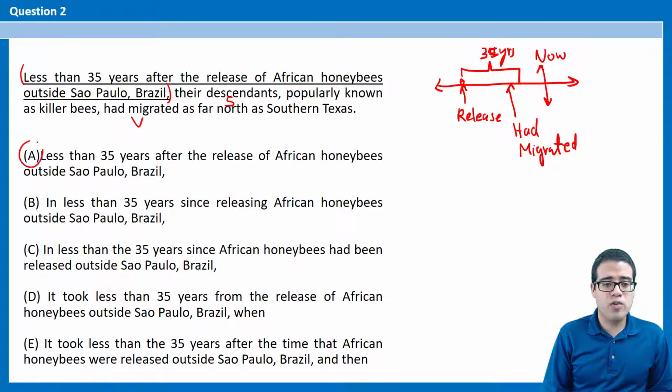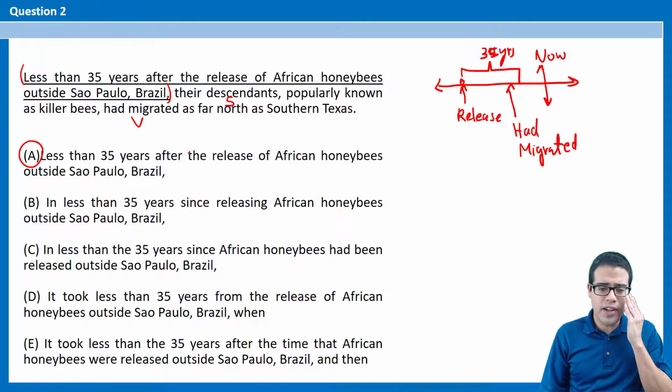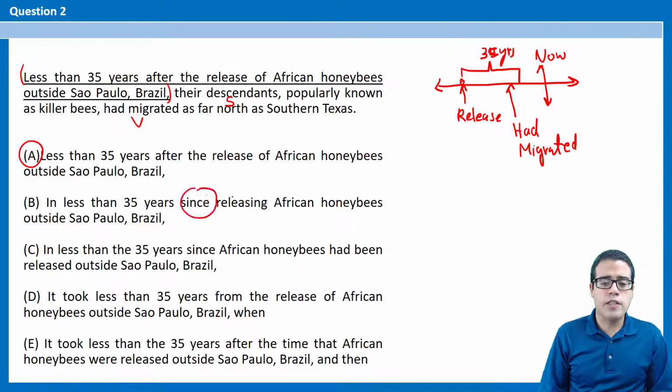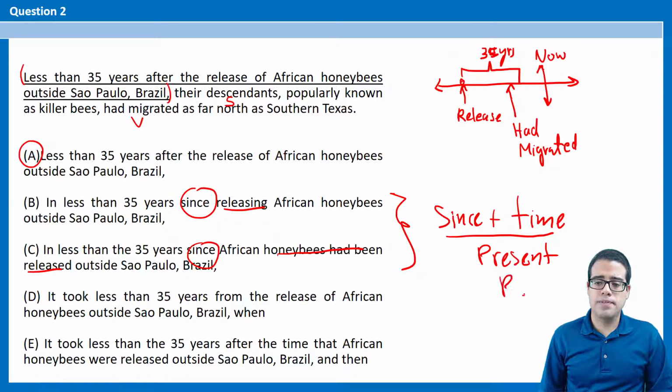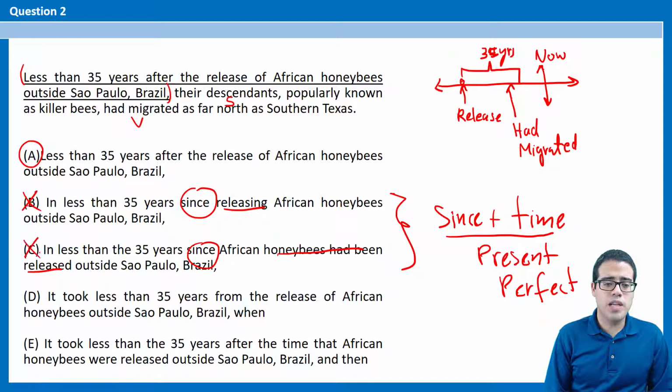Okay, so A is a good choice. It explains the right idea. Notice the other options. You have since releasing, since honeybees had been released. And remember that, as we saw in the verbs theory, if you have since plus a time period or an event, then you cannot use past perfect. What do you need? Well, you need present perfect. Okay, so I cannot use B or C.